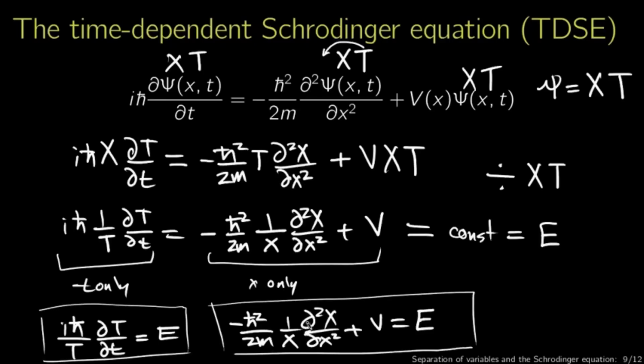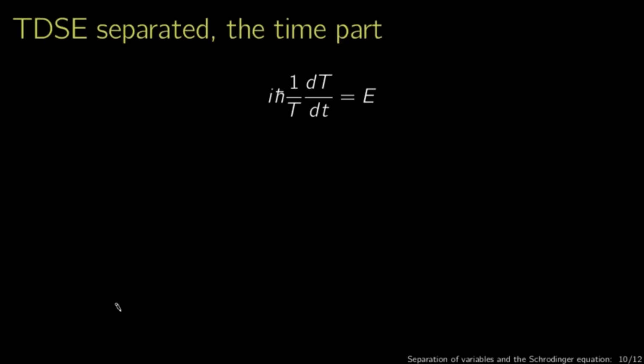Now I've written these with partial derivatives, but since, as I said before, these functions big T and big X are only functions of a single variable, there's effectively no reason to use partial derivative symbols. I could use d's instead of partials. Essentially, there's no difference if you only have a function of a single variable, whether you take the partial derivative or the total derivative. So, let's take these equations one by one.